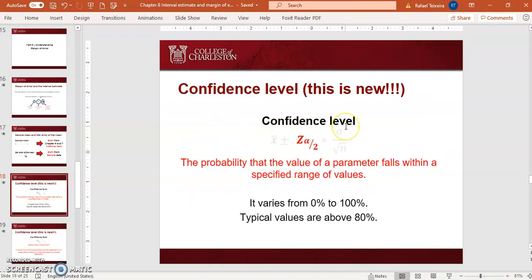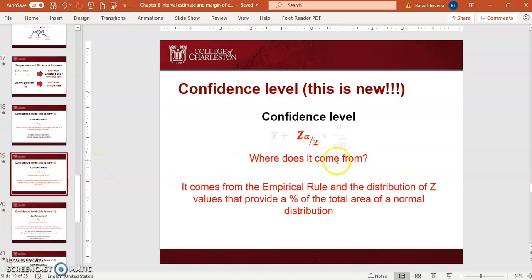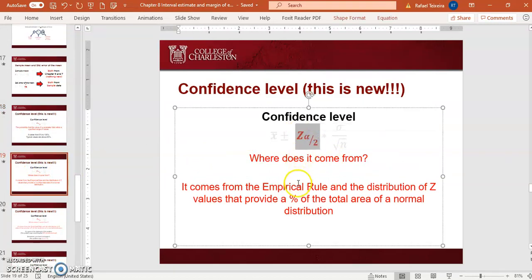What is new is the confidence level. This is new, and this is what I'm going to spend some time with you. The confidence level, and here's the formula in the background. The confidence level is denoted by the Z alpha level divided by 2. This is the probability that the value of a parameter falls within a specified range of values. It varies from 0 to 100, and typical values are above 80%, like 90%, 85%, 95%, and so on. Okay, so where does it come from? Where does this Z alpha level divided by 2 come from?